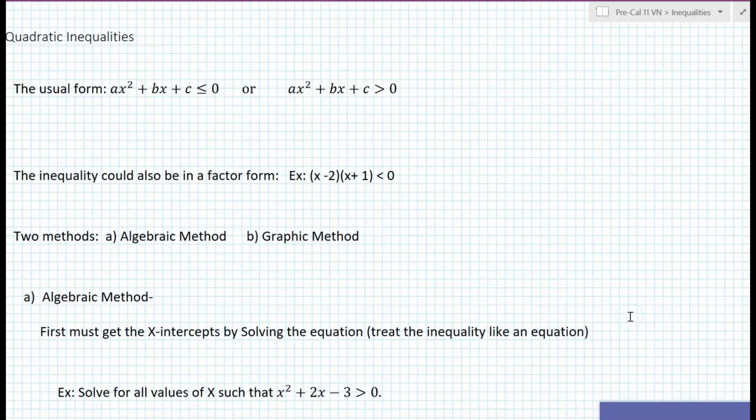Hello everyone. So today our lesson is quadratic inequalities. So we're going to go through and look at how we can solve quadratic inequalities.